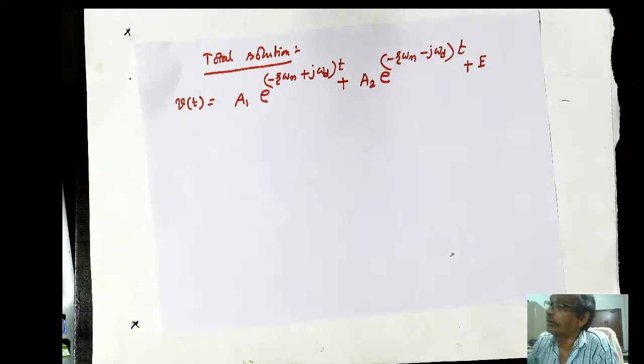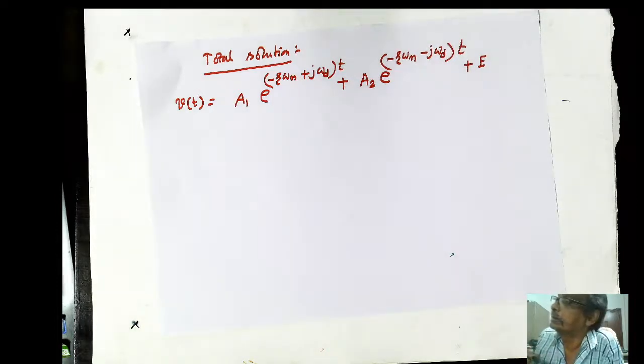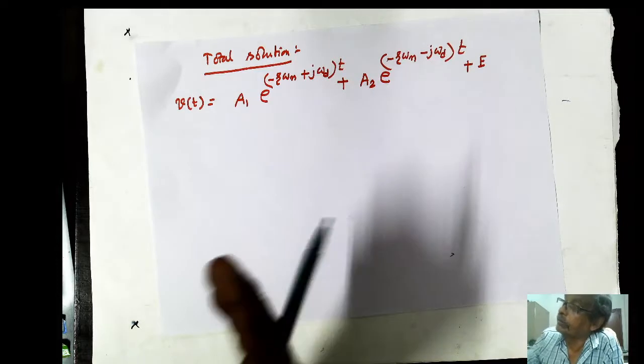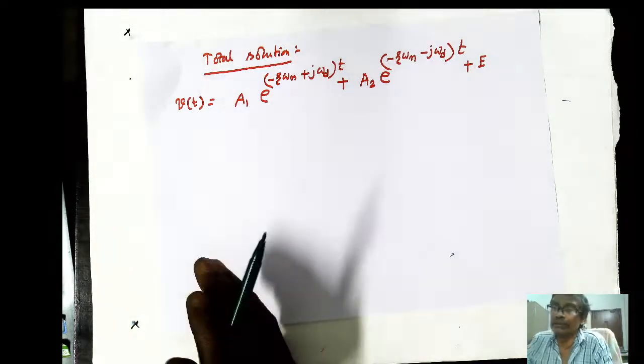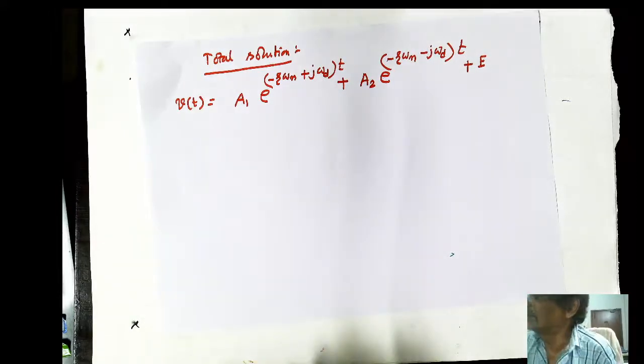So after you get this, I will now apply two boundary conditions to get two equations involving A1 and A2, and then find out the values of A1, A2. Some algebra is there.